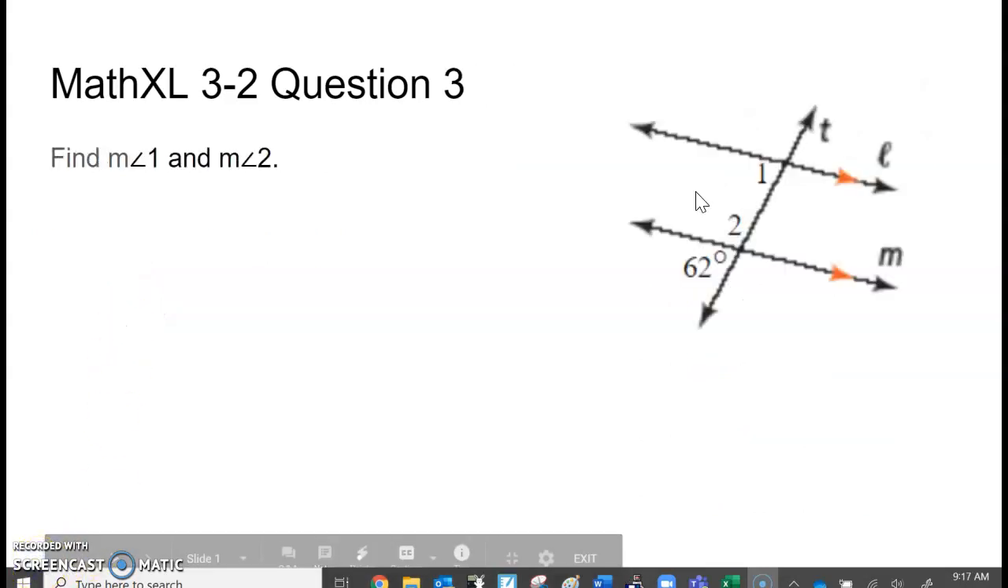So a little help for anybody that needs it. This is the MathXL 3.2 Assistance. I'm just going to look at some of these things with you guys real quick. Shouldn't take too long to do. This is question 3.